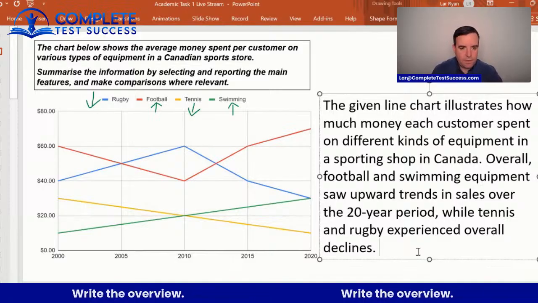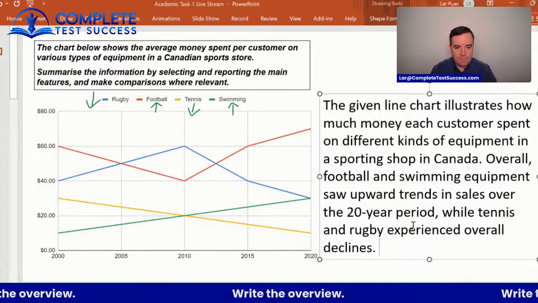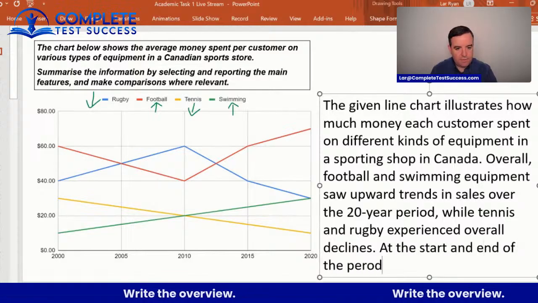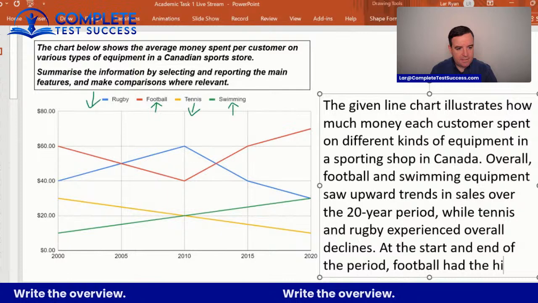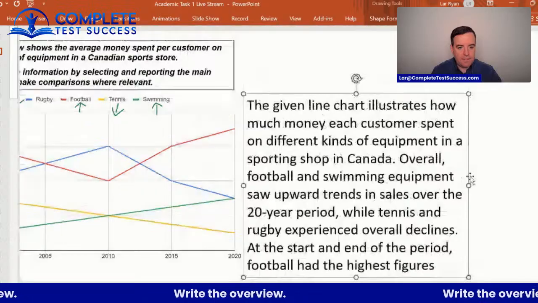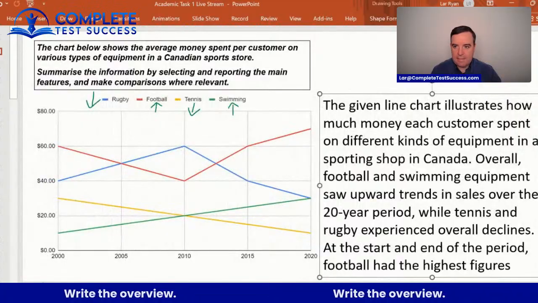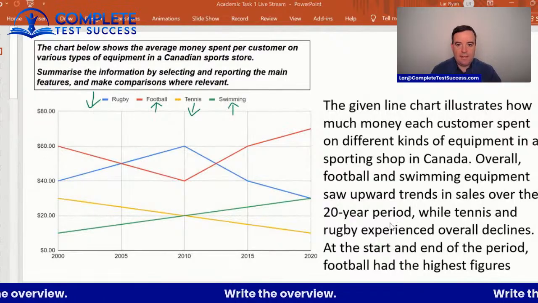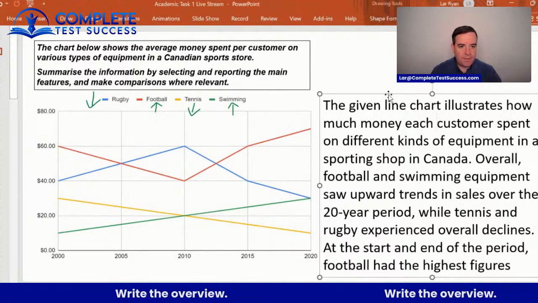Let me see, what was your wording? You said, at the start and end of the period, football had the highest figures. Okay, so something like that there. So that then is an easier way of saying, adding that extra information without making it vague or unclear. So that there, I'm happy with that.